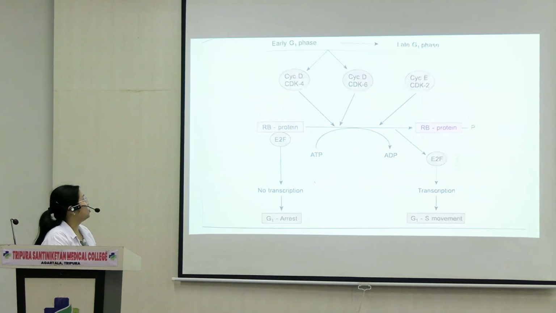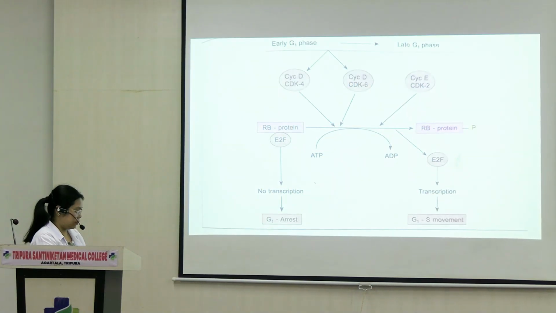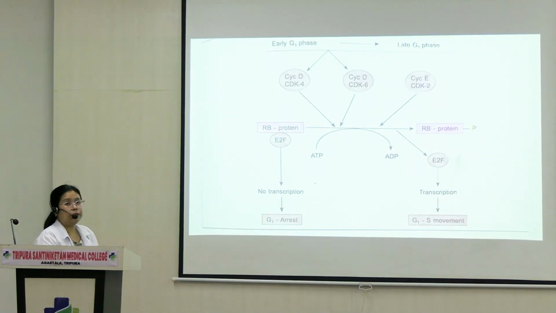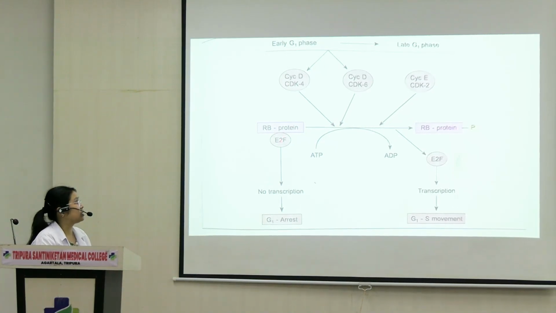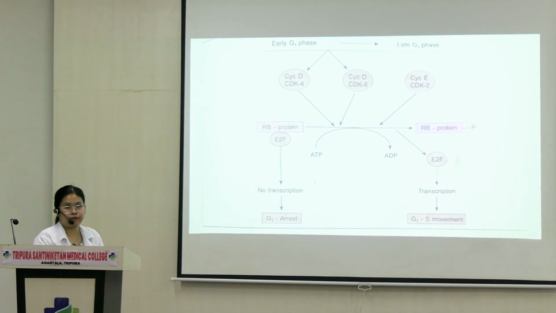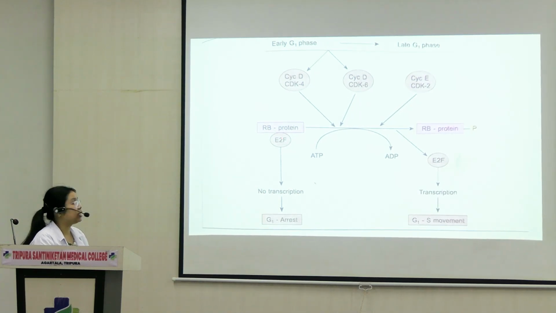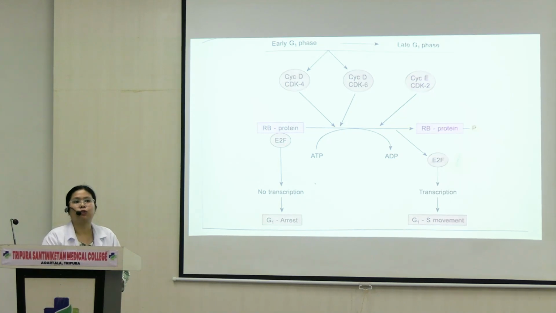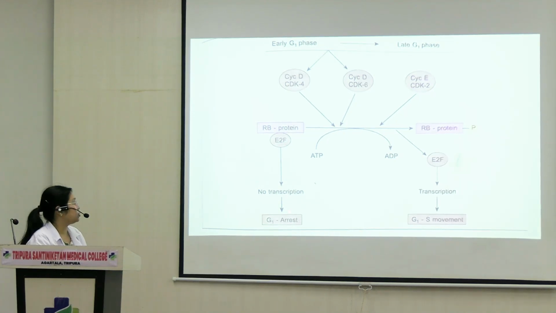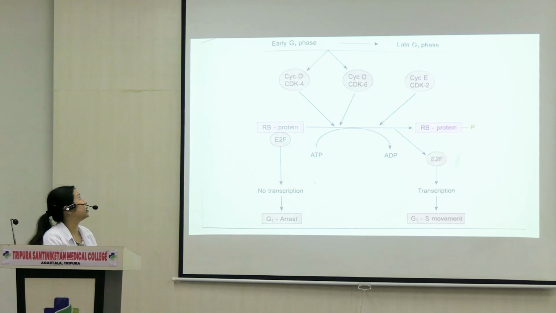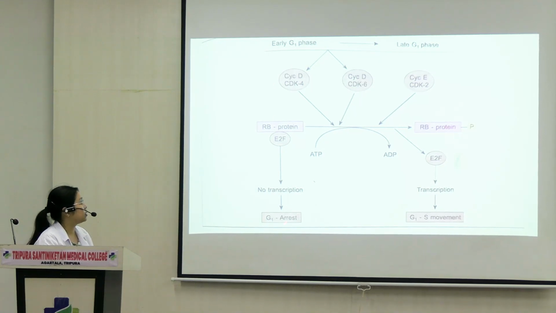Now what happens? Under normal condition, RB protein, or retinoblastoma protein, in case there has to be an arrest of the cell cycle, binds with a transcription factor known as E2F. When it binds to it, it causes inactivation of E2F. So E2F will not be available, so there will be no transcription. So at G1 there will be cell cycle arrest. This is the early G1 phase.